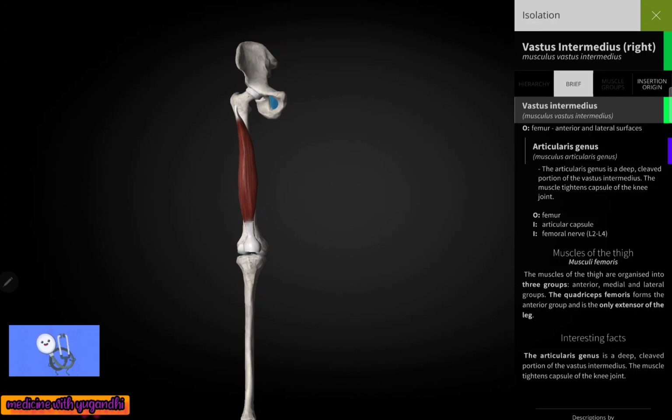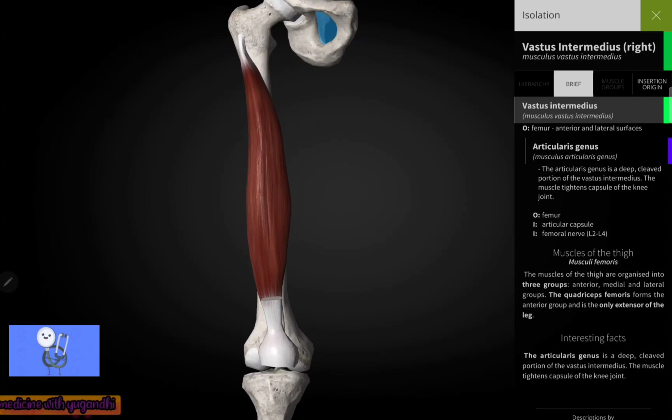Then coming to its nerve supply, it is also supplied by the femoral nerve, having root value L2 to L4. Coming to its action, it also aids in the extension of the knee joint. Its main action is to extend the knee joint.